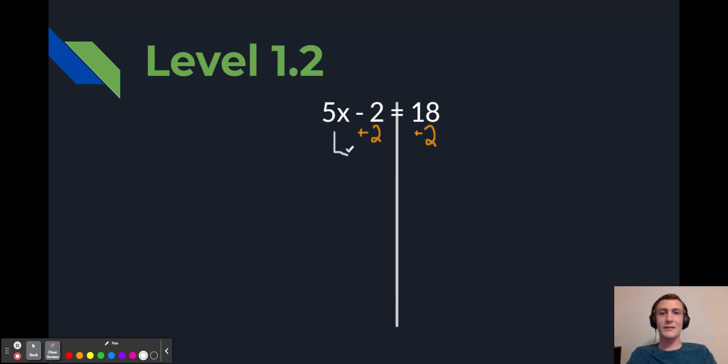Now we get 5x and then minus 2 and plus 2. Now, this is a little tricky for some people. They're like, why do you cancel this out? What's the purpose? I want to explain that here really quickly. That minus 2 and plus 2, they work like exact opposites.